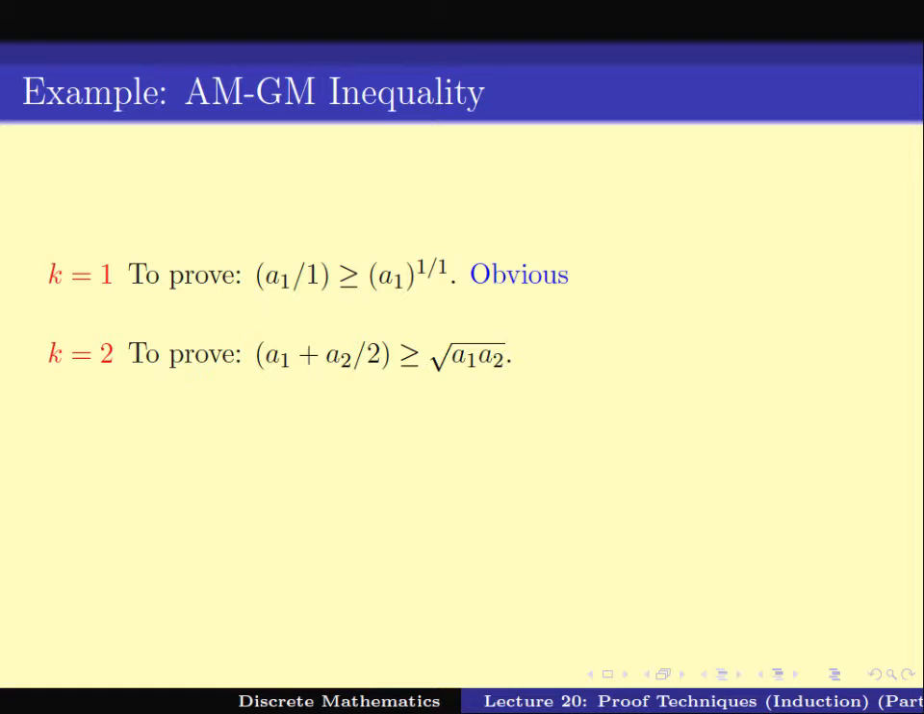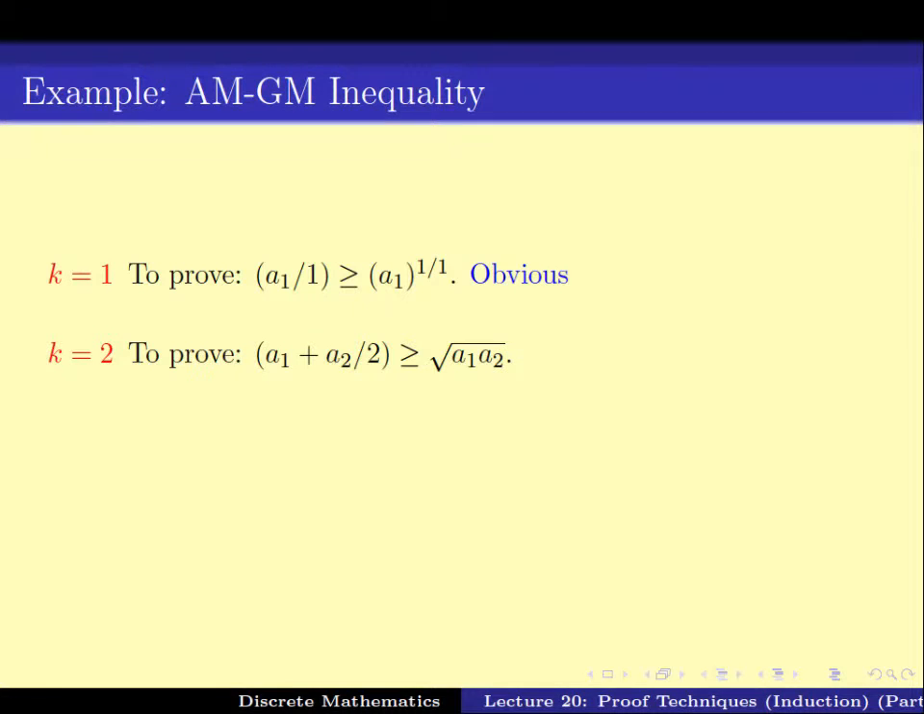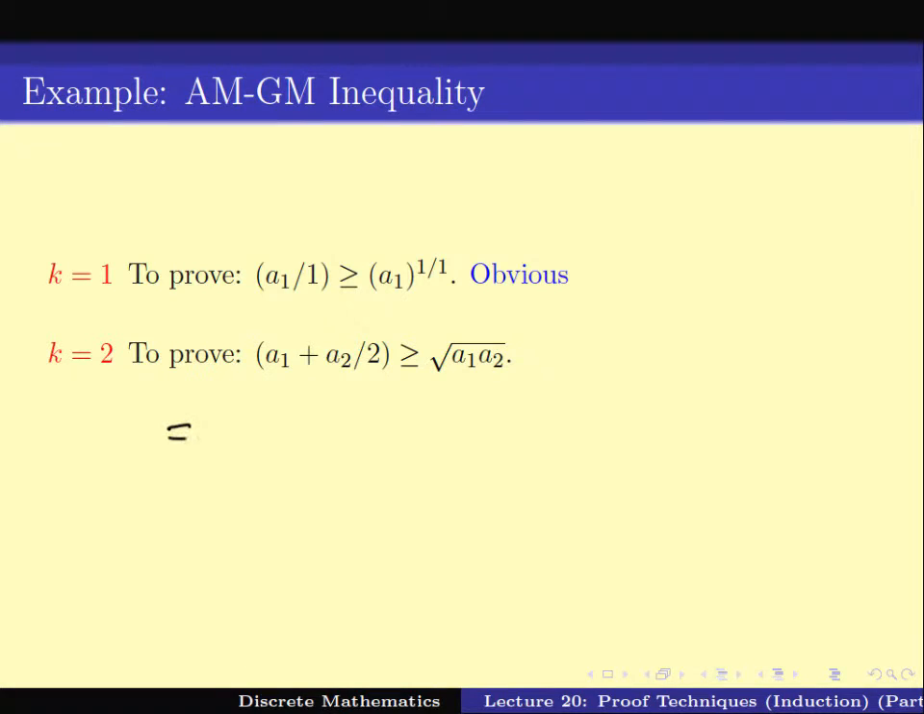Now let's go to the second one, k equals 2. Already things are very interesting. How do you prove that (a1 plus a2) by 2 is bigger than or equal to the square root of a1 times a2? Now, this was something that was given in your assignments and quiz. So let me prove it here again. To prove this statement, it is the same as saying I will square both sides. I get (a1 plus a2) whole squared by 4 is bigger than or equal to a1 a2.